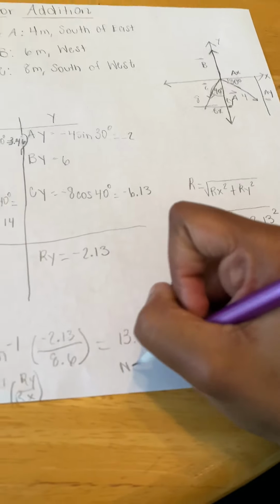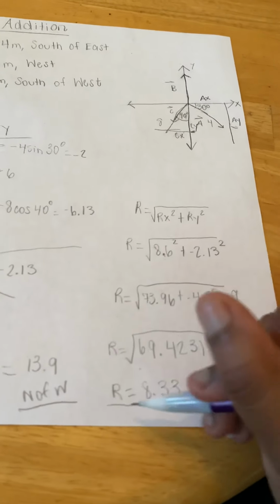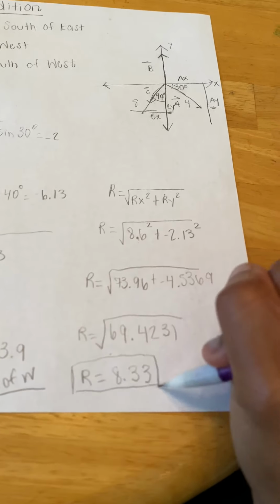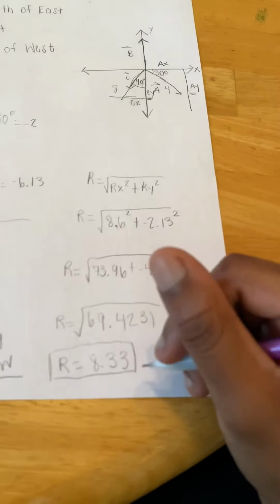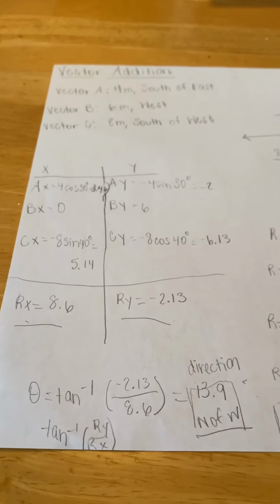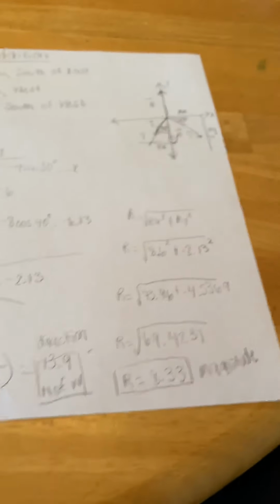So these are your final values. This right here is your magnitude. And this is your direction. And these are your rx and your ry. Thank you.